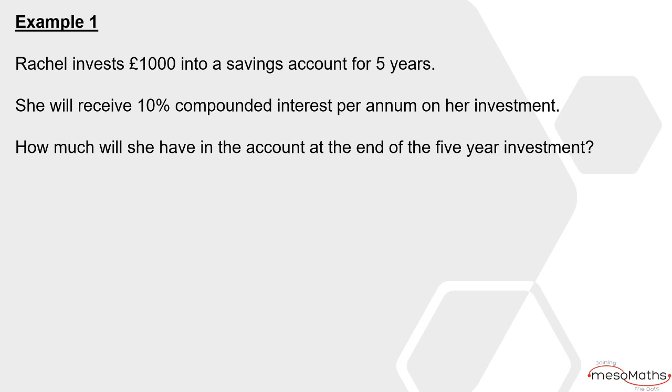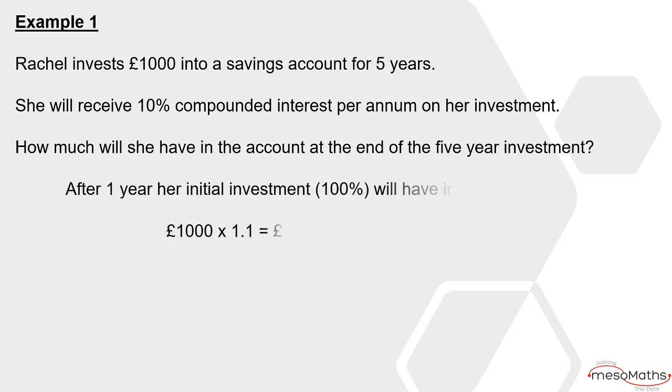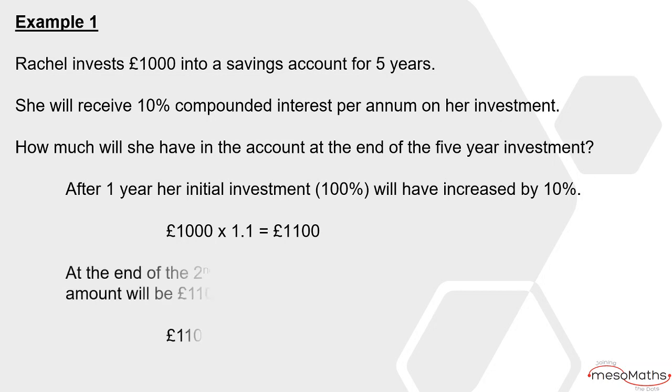Rachel invests £1,000 in a savings account for 5 years. She will receive 10% compounded interest per annum on her investment. How much will she have in the account at the end of the 5-year investment? So let's look at what would happen after 1 year. After 1 year, she's going to earn 10%. So 1,000 multiplied by 1.1 means at the end of the first year, she has £1,100 in her account.